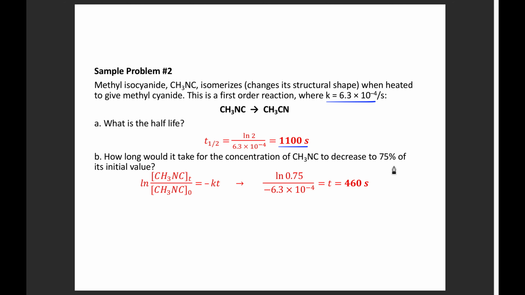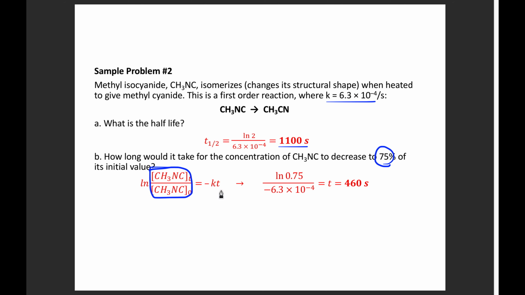Now, since they're telling us 75%, well, what's a percent? It's part over the whole. So the part over the whole equals 75% or 0.75. So if your part over the whole equals 0.75, that means this whole thing, at time t versus at the initial, is your part over the initial amount. That's your 0.75. Okay, so we have the natural log of 0.75 equal to negative kt.